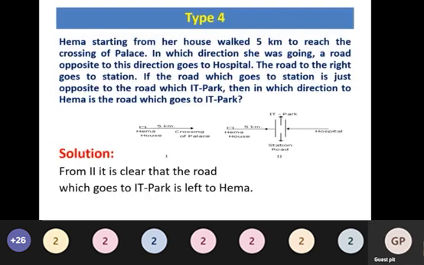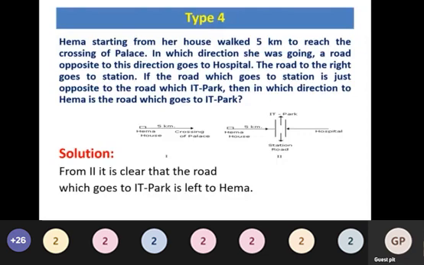Type 4. I'll read out this one, so please listen carefully so that you can understand. Hema, starting from her house, walked 5 kilometers to reach the crossing of a palace. In which direction was she going? The road opposite to her direction goes to a hospital. The road to the right goes to a station. If the road which goes to the station is just opposite to the road which goes to the IT Park, then in which direction from Hema is the road which goes to the IT Park?